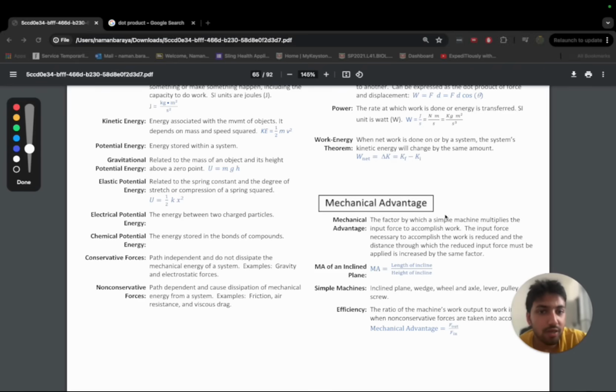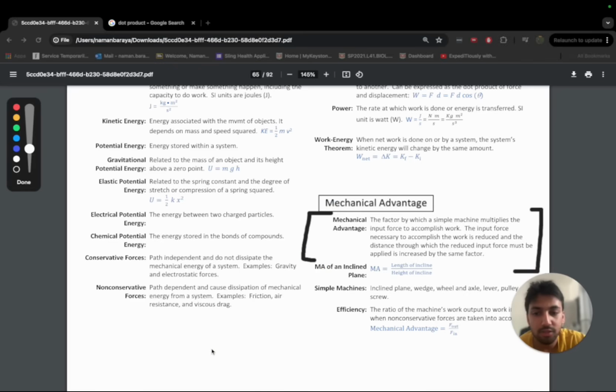Okay, mechanical advantage is, if you remember from elementary school or middle school, there are all these simple machines. Mechanical advantage is the way that a simple machine like a pulley or an inclined plane helps us to do work. Essentially, the amount of work being done is not changed. It's important to understand that, but the input force of that system is a lot less.